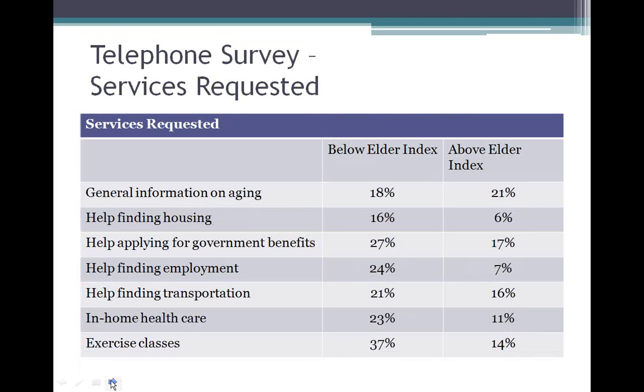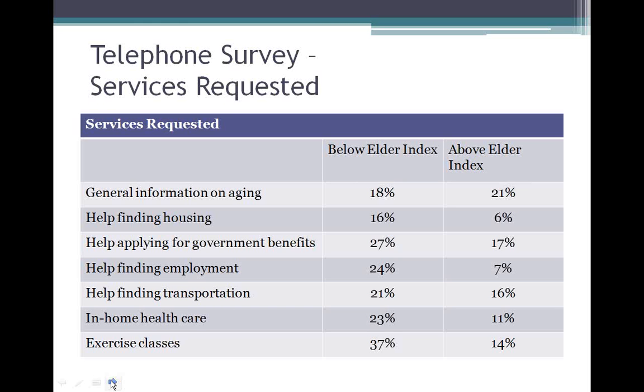So one of the things we found was it's a really significant access issue. If you compare that previous slide to this slide, here we asked the respondents, what's your interest in receiving these certain services? I picked out a few that really jumped out, and overall, seniors falling below the Elder Index have a really high desire to receive these services and to access what's available.